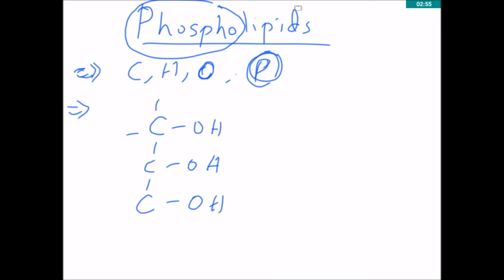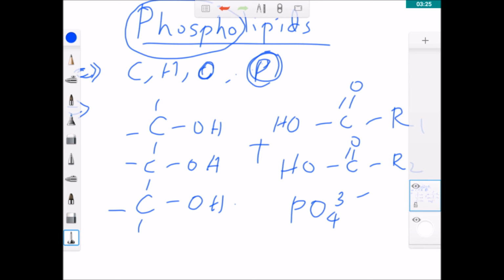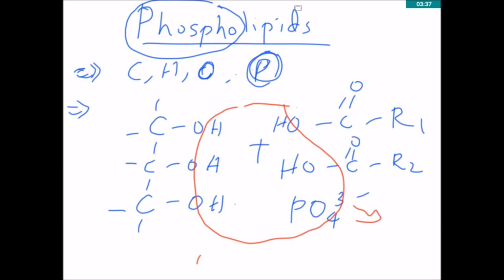So in here, the difference between the triglyceride and the phospholipid is, instead of 3 fatty acids, there are only 2 fatty acids. To replace the third fatty acid, the phosphate group will be attached. When they undergo a chemical reaction, a condensation reaction, they form phospholipid. I'll draw a detailed diagram of phospholipid in a minute.